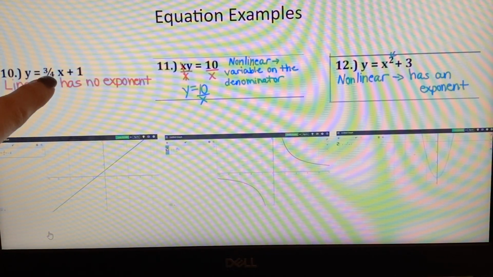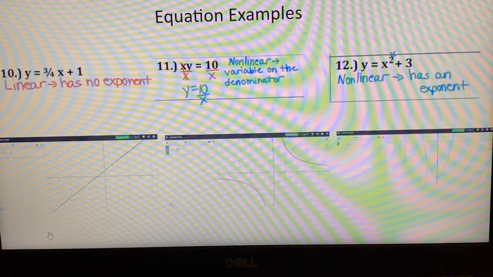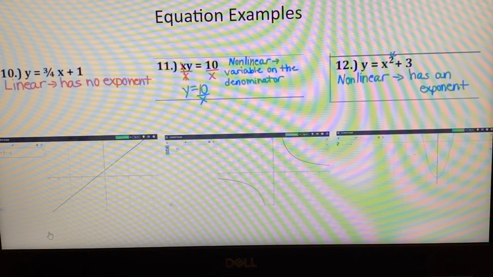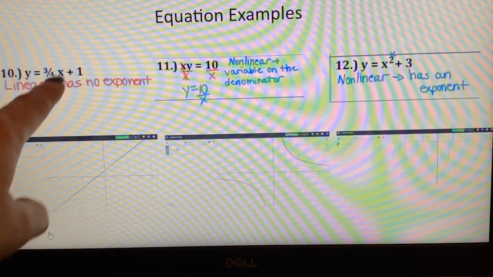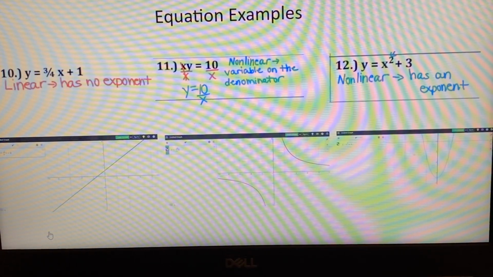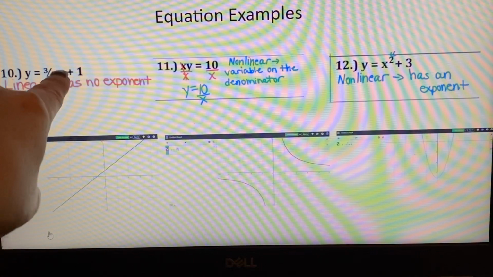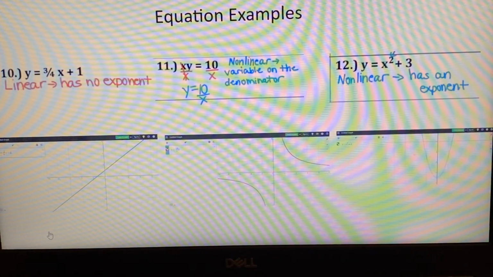So do you see that 3/4 x? That x is raised to the first power. We don't put that there, but it's raised to the first power, therefore it's linear. Now, if that x was x squared or x cubed, then it would not be linear. But because it's only raised to the first power right there, that equation is linear.